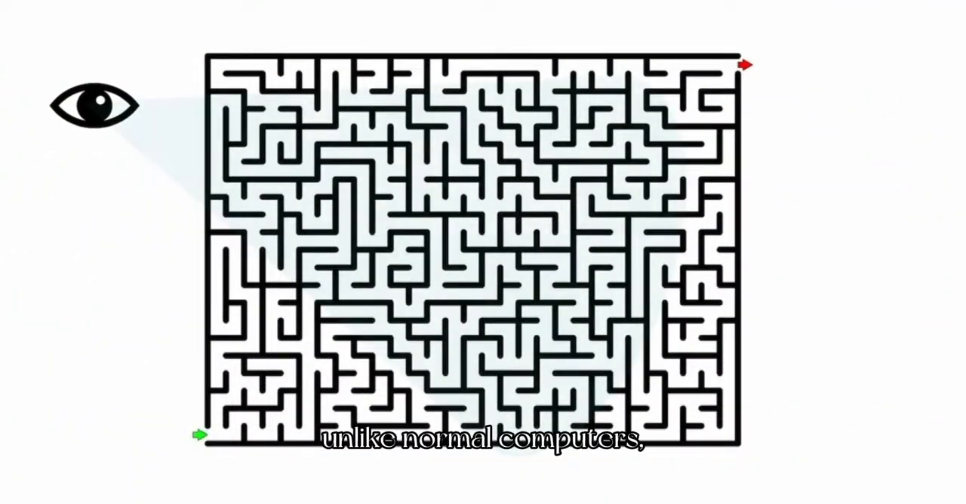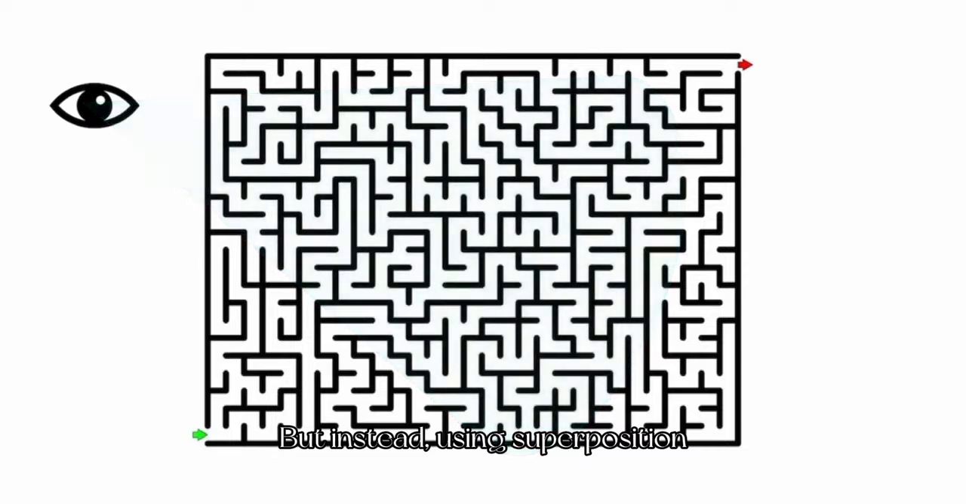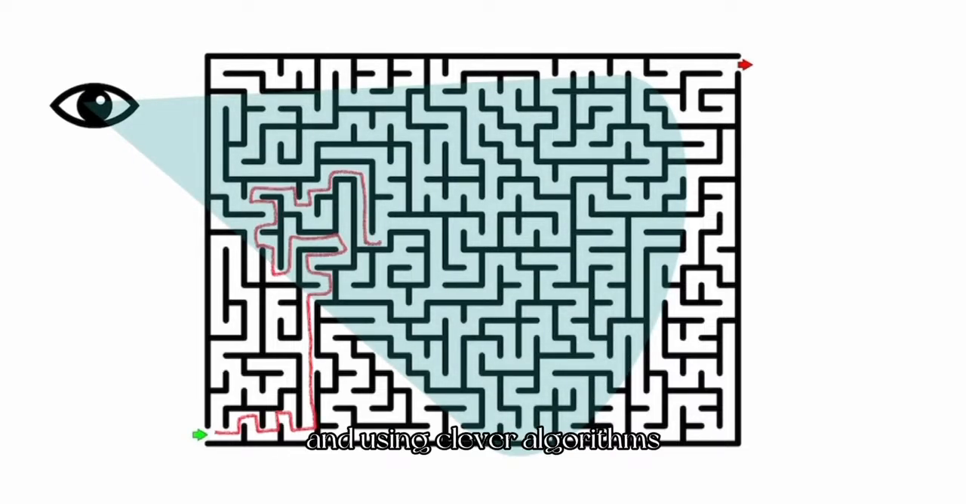Quantum computers, unlike normal computers, don't have to go through all the paths one by one, but instead, using superposition, they can assess all paths at once. And using clever algorithms, we can determine which is the likeliest path for us to reach the other side.